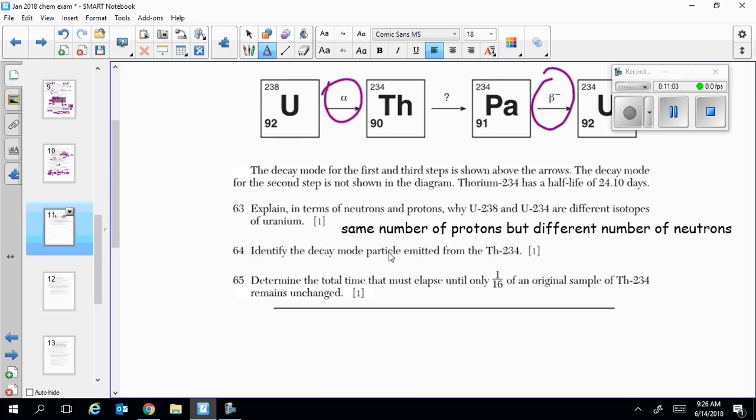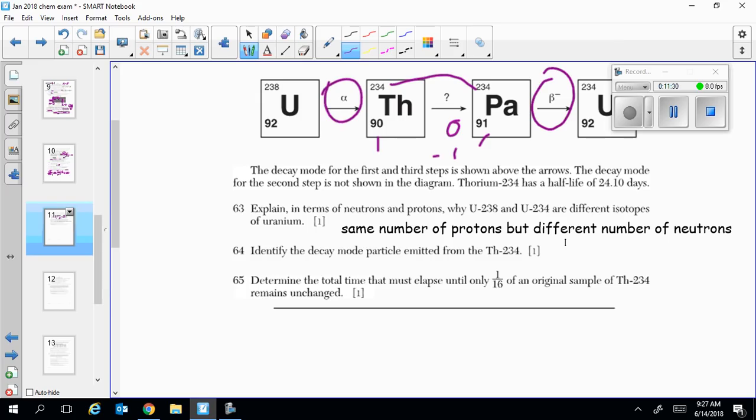All right, identify the decay mode particle emitted from Th-234. So I go up here, and what I want to do is say, okay, for this arrow, 234 to 234. So the particle I release has a mass of 0. And then 90 here, 91 minus 1 would give me a 90, and I have to make sure these are balanced. So that is also a beta. So my answer here would be beta. That would be the decay mode.